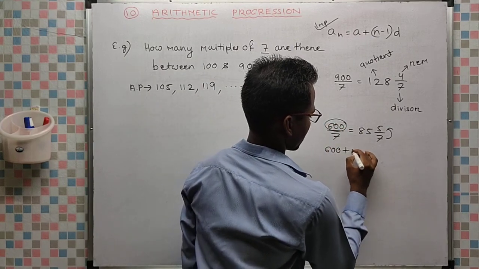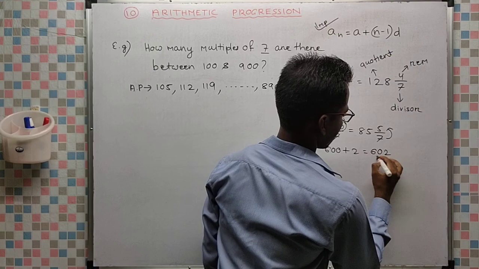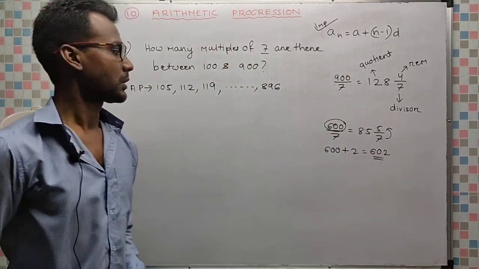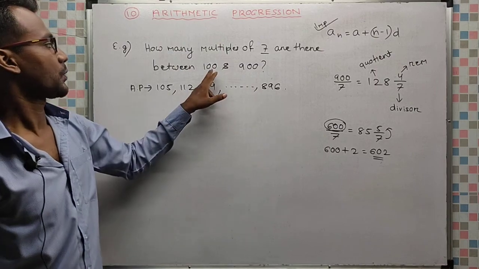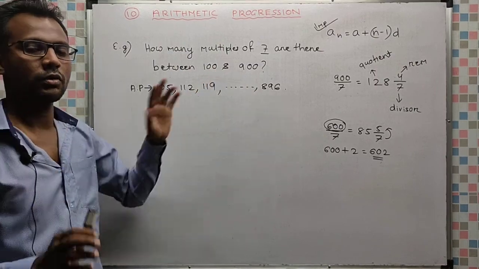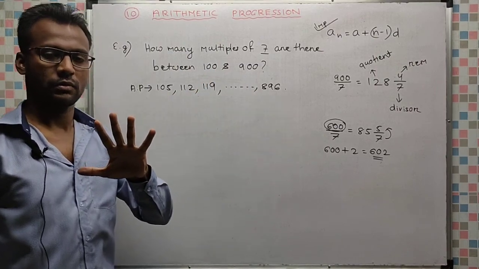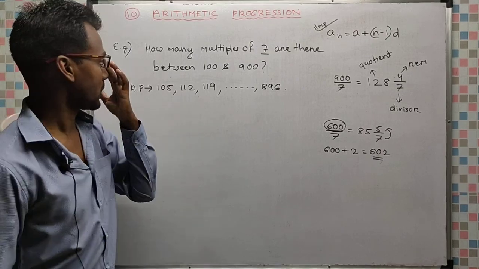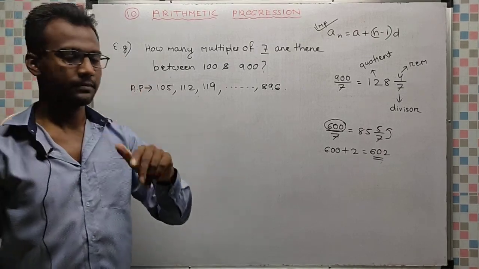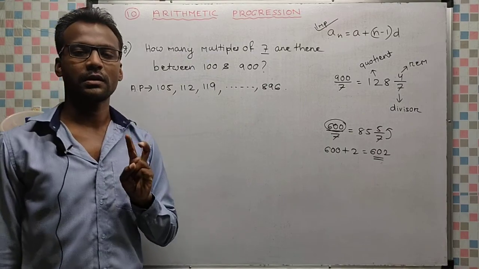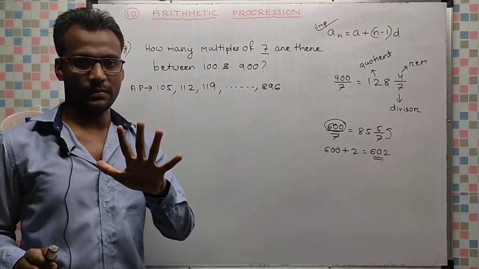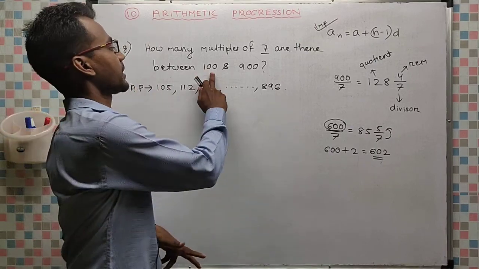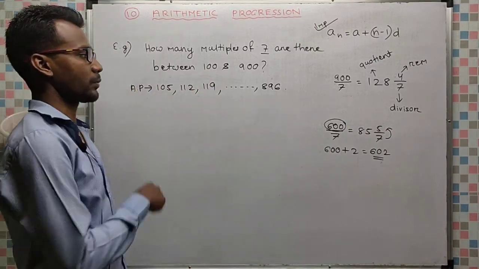600 plus 2 is 602. Okay, you could have used this same method here. If you divide 100 by 7, the remainder will be 2. Sorry, I said 5 earlier, but the remainder will be 2. Now, what is the difference between 7 and 2? 5. Add that 5 to 100 to get 105. This is the first multiple of 7.